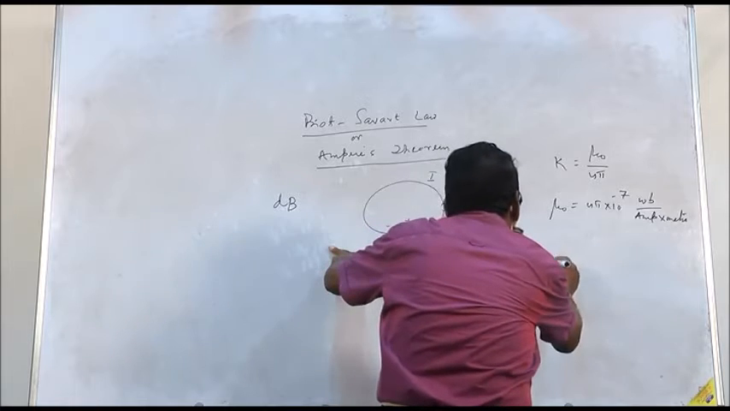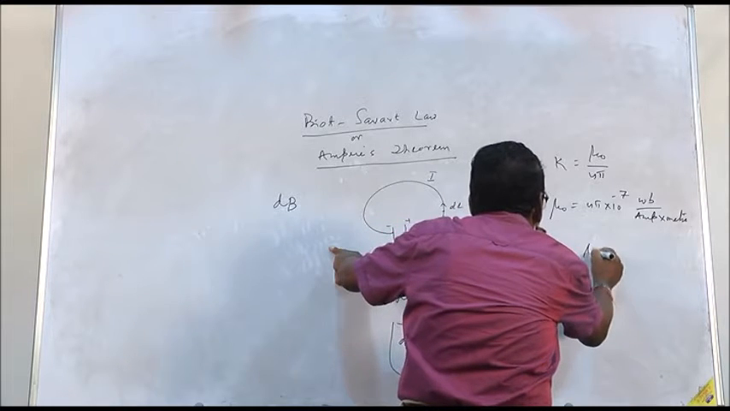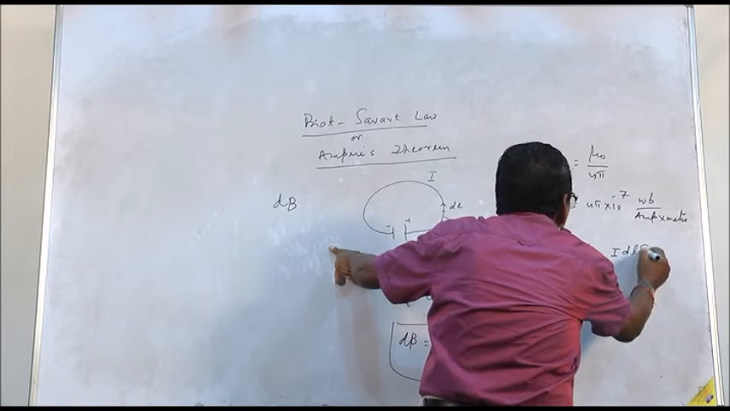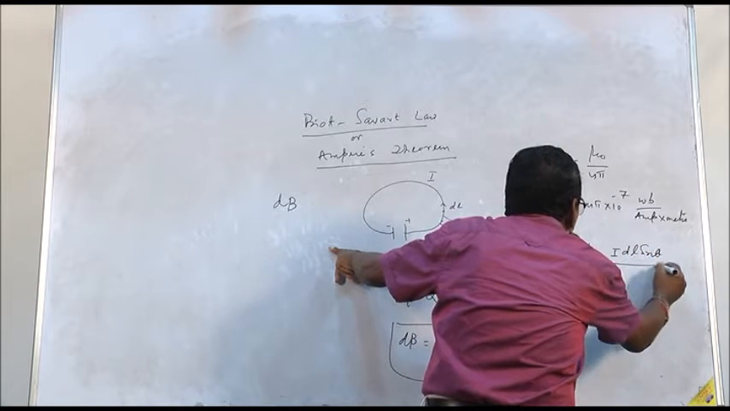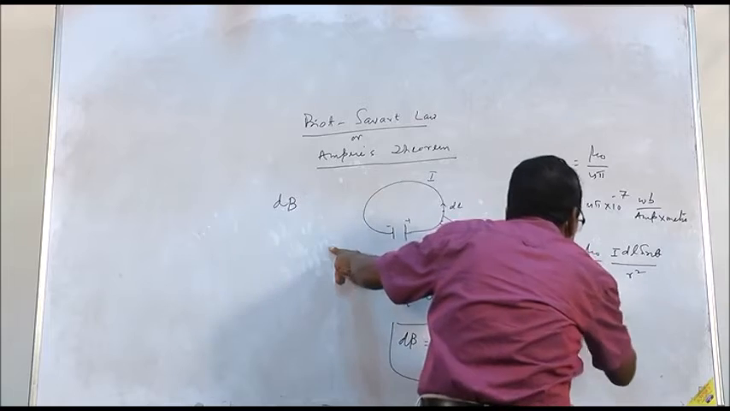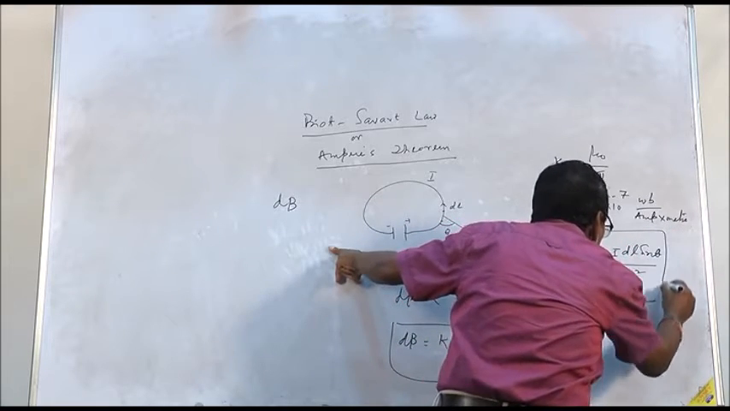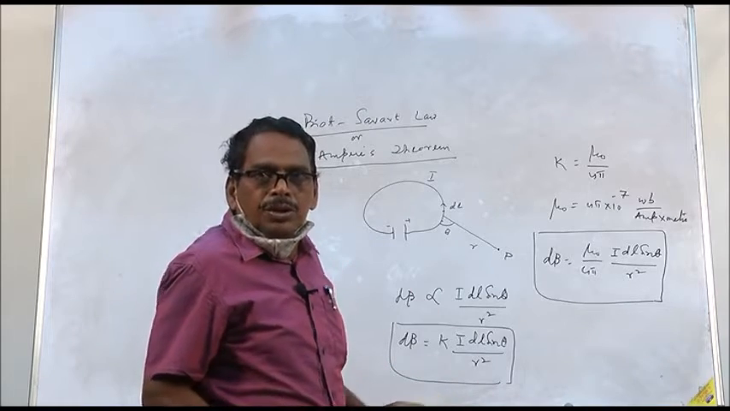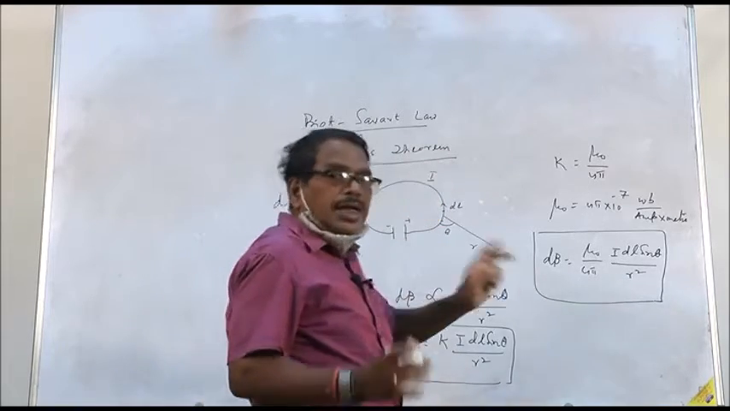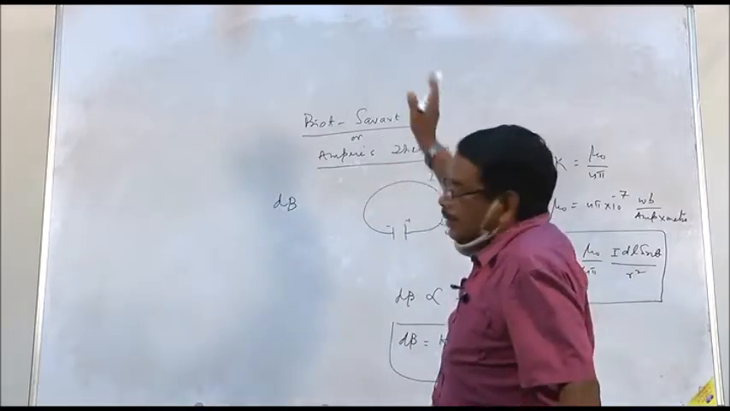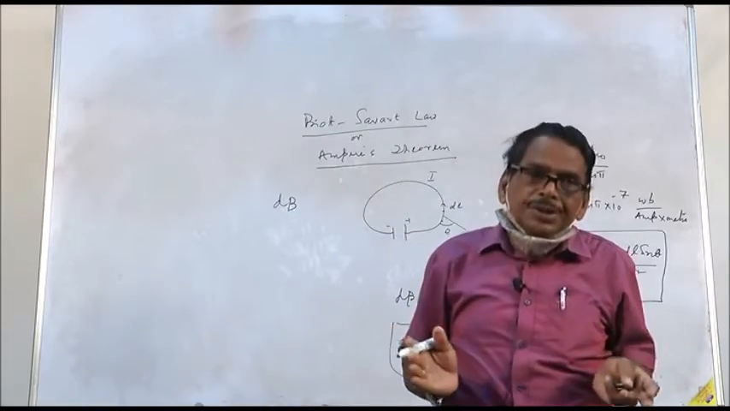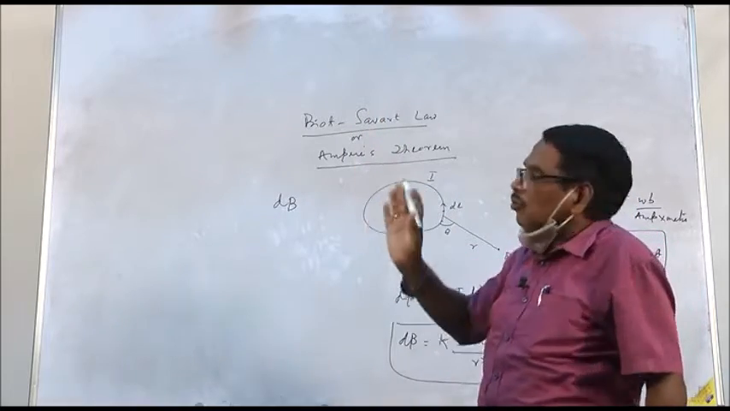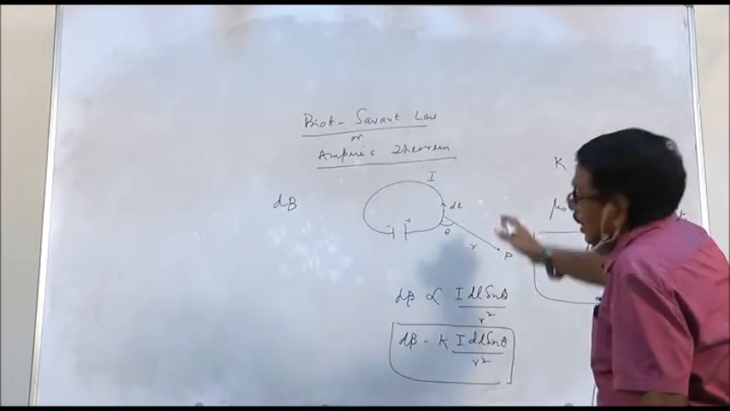So, dB is equal to how much? Mu 0 by 4 pi I dl sin theta by R square. This is the expression for flux density due to a small element of the conductor according to Biot-Savart law. So, in the examination, if it comes, state Biot-Savart law, you have to write like this. In a 7 mark question, 3 marks will be there for Biot-Savart law, and for application of Biot-Savart law, there will be 4 marks. So, for 3 marks, you write like this.